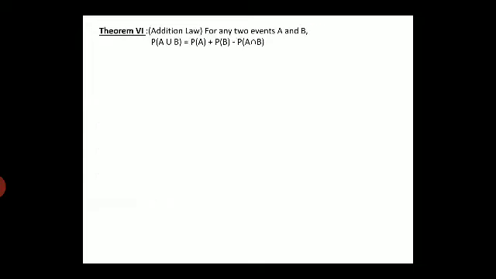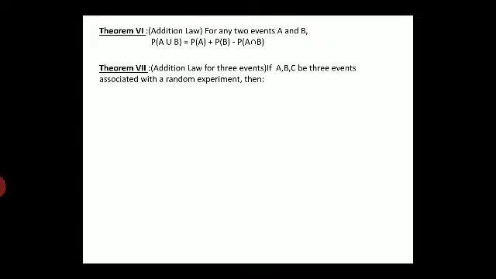Now move to theorem 6, addition law. For any two events A and B, probability of A union B is equal to probability A plus probability B minus probability of A intersection B. Theorem 7, addition law for three events. If A, B, C be three events associated with a random experiment, then probability of A union B union C equals P(A) plus P(B) plus P(C) minus P(A intersection B) minus P(B intersection C) minus P(A intersection C) plus P(A intersection B intersection C).